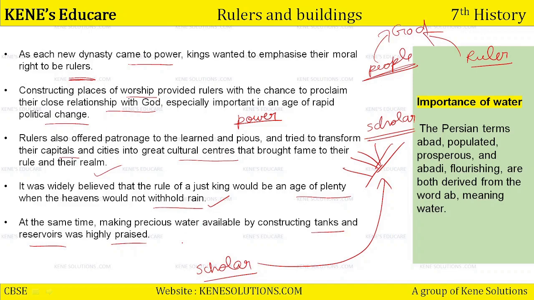Now we will read the importance of water. The Persian terms abad, or populated, prosperous, and abadi, that means flourishing, both of these words, abad and abadi, are derived from the word ab, and ab means water.